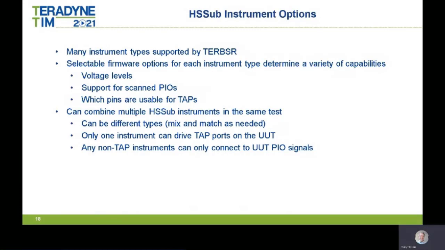Now let me go through a few slides that explain the high-speed sub-instruments that support boundary scan. There is a whole family of high-speed subsystem instrumentation with a growing number of instrument types and firmware options that can be used for boundary scan testing. Each supported HSSub instrument type has selectable firmware options that differ regarding available voltage levels, support for scanned PIOs or not, and which pins are capable of controlling tap ports.